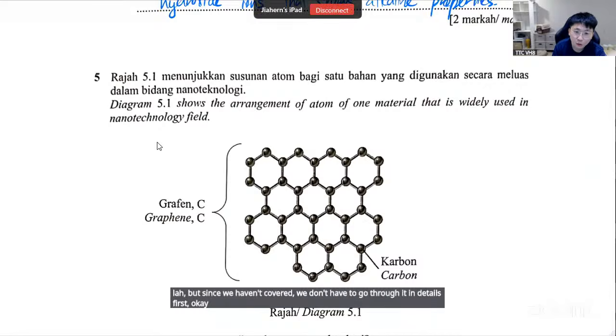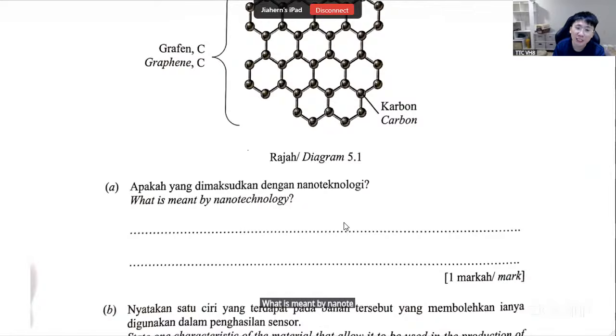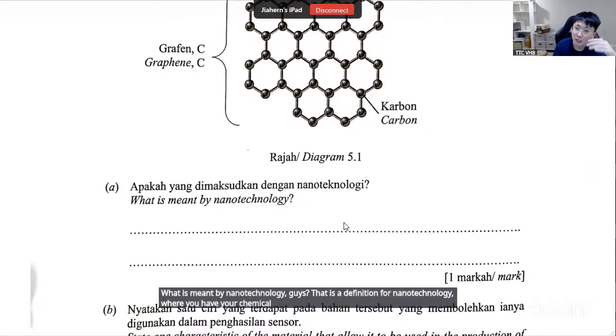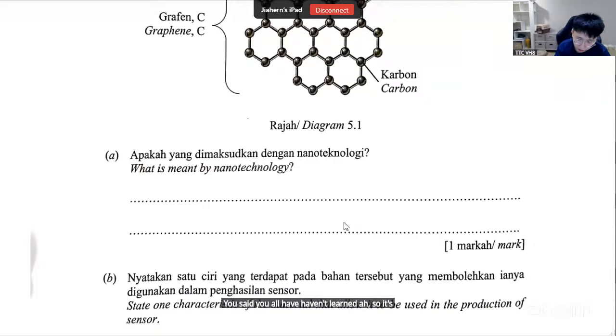So what we can do is, the first one they ask is what is meant by nanotechnology. That is the definition of nanotechnology, where you have your chemicals and your devices all in the size of nano. So what we can say is the definition, guys. This one you all haven't learned, so it's okay. You'll just write together.